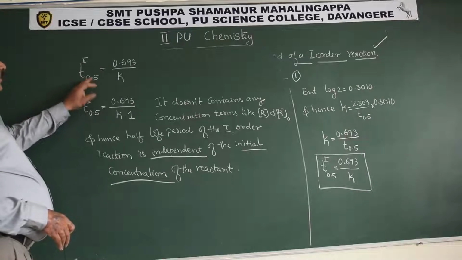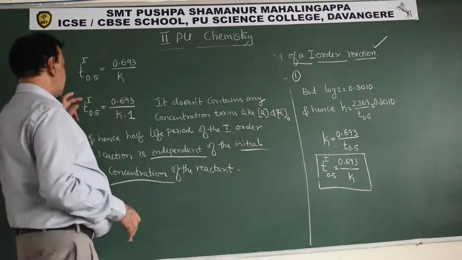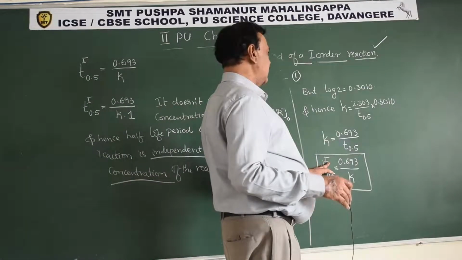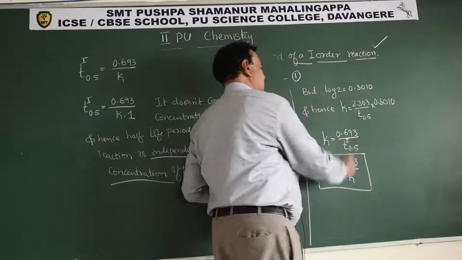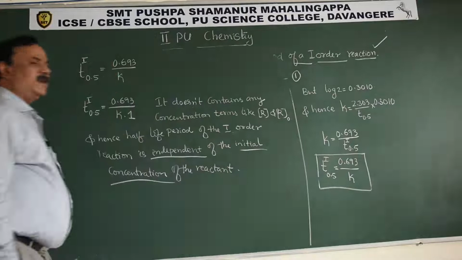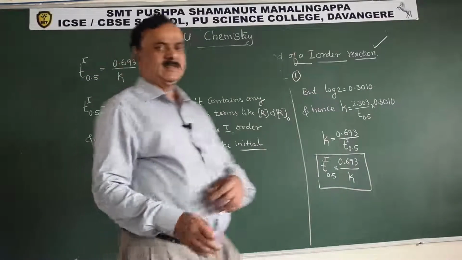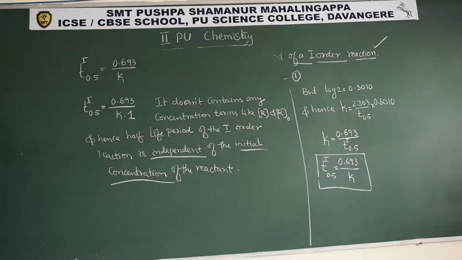T half means the half-life period of the first order reaction. This is the half-life period of the first order chemical reaction. The half-life period of the first order reaction is independent of the initial concentration of the reactant.